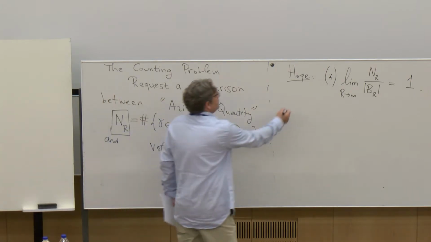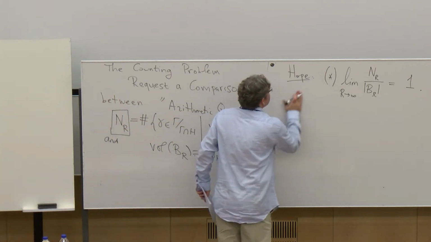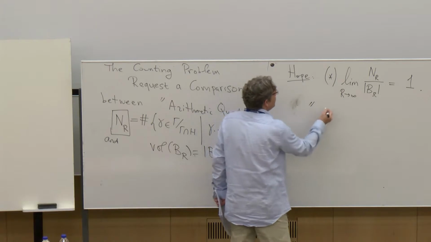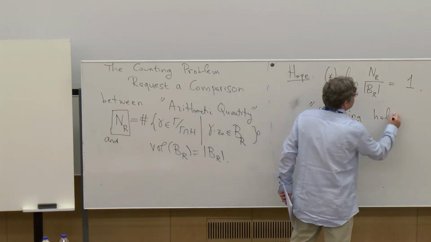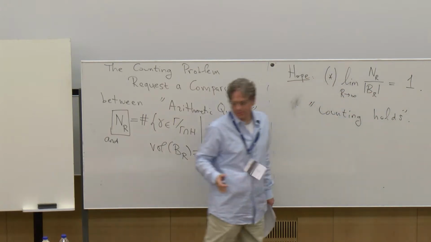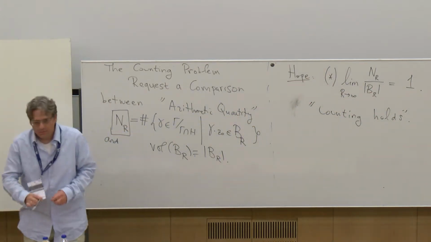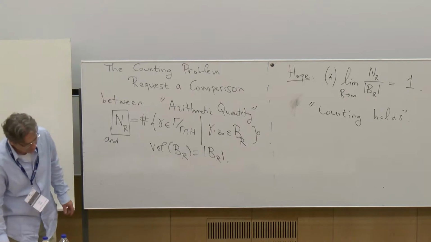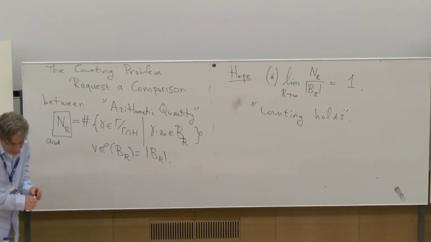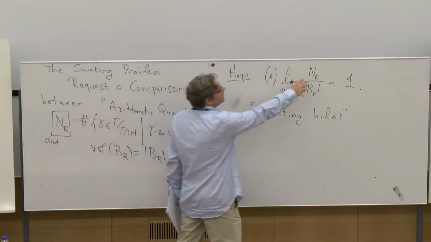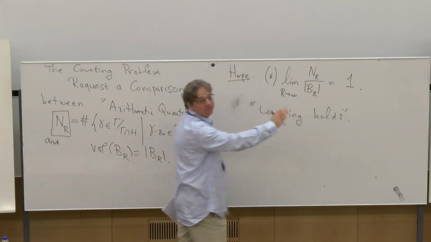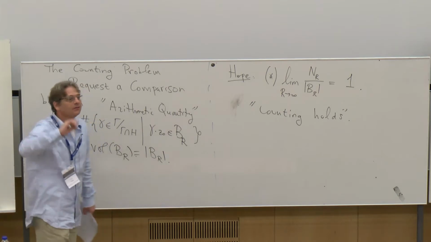I just want to. So this is called, if this holds, we say counting holds. Okay? So we are very happy. And we can ask for the further thing. So this is called sometimes main term counting. So this means that the number of diamonds is approximately the volume of the set where you're looking at.